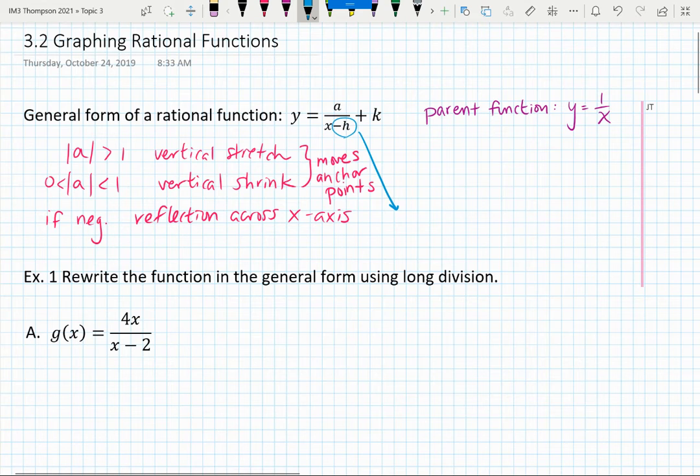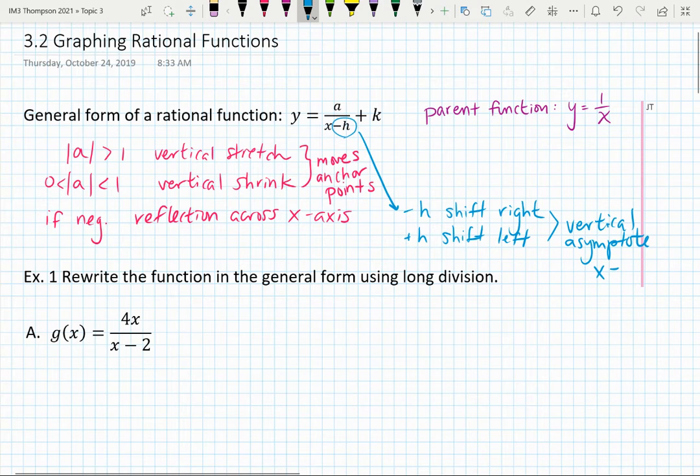The h will cause a horizontal shift. So if it's a minus h, then it's going to be a shift right. If it's a plus h, it's going to be a shift left. And this is actually going to change the vertical asymptote. Vertical asymptote is going to be x equals h.